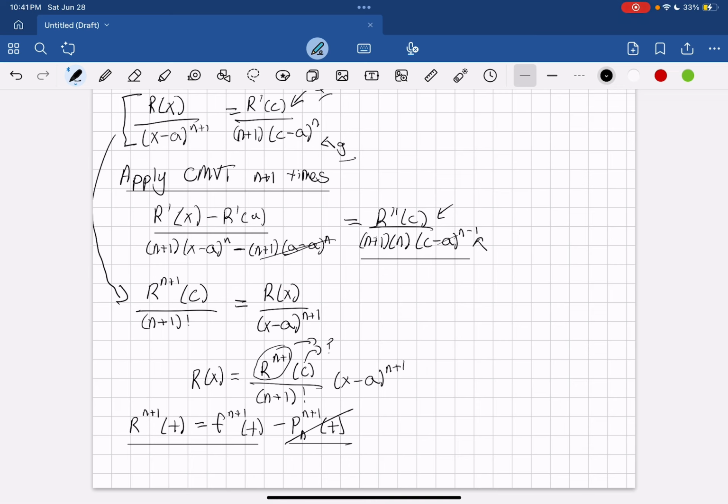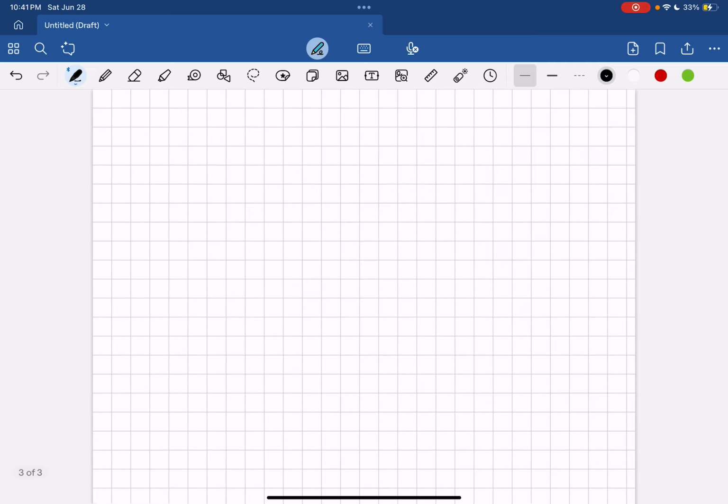Now we can plug this in to get even closer to our final solution. We have r of x equals the n plus 1th derivative of f now, evaluated at c, over n plus 1 factorial times x minus a to the n plus 1. And our final question is, what is c? All we know is it's some value between x and a.